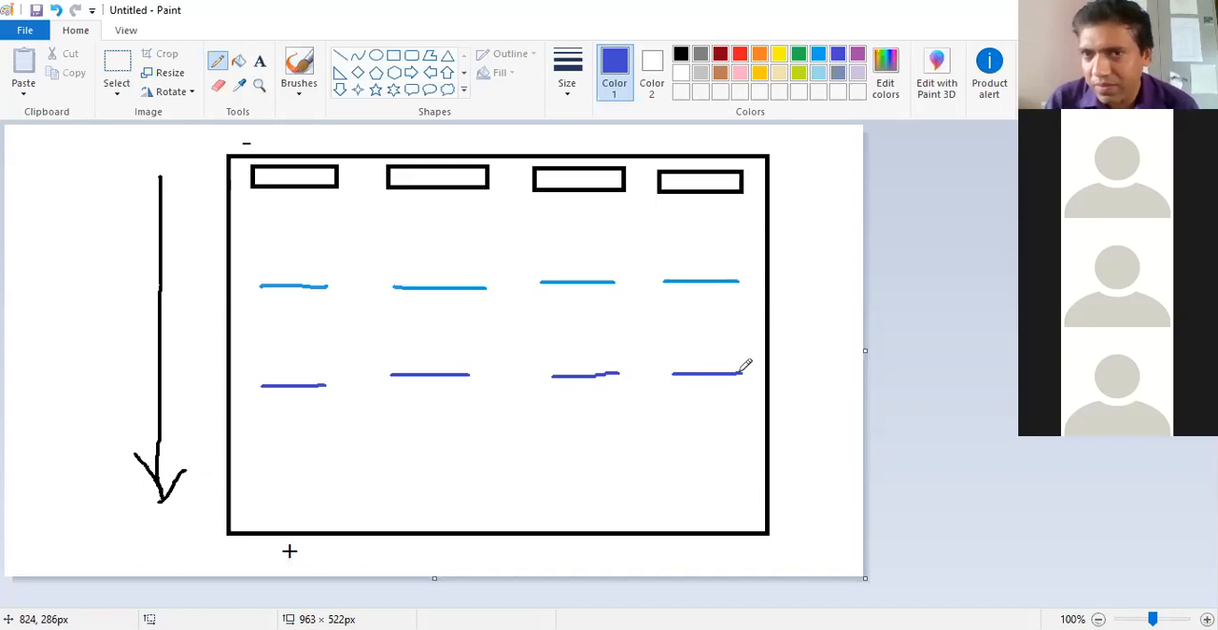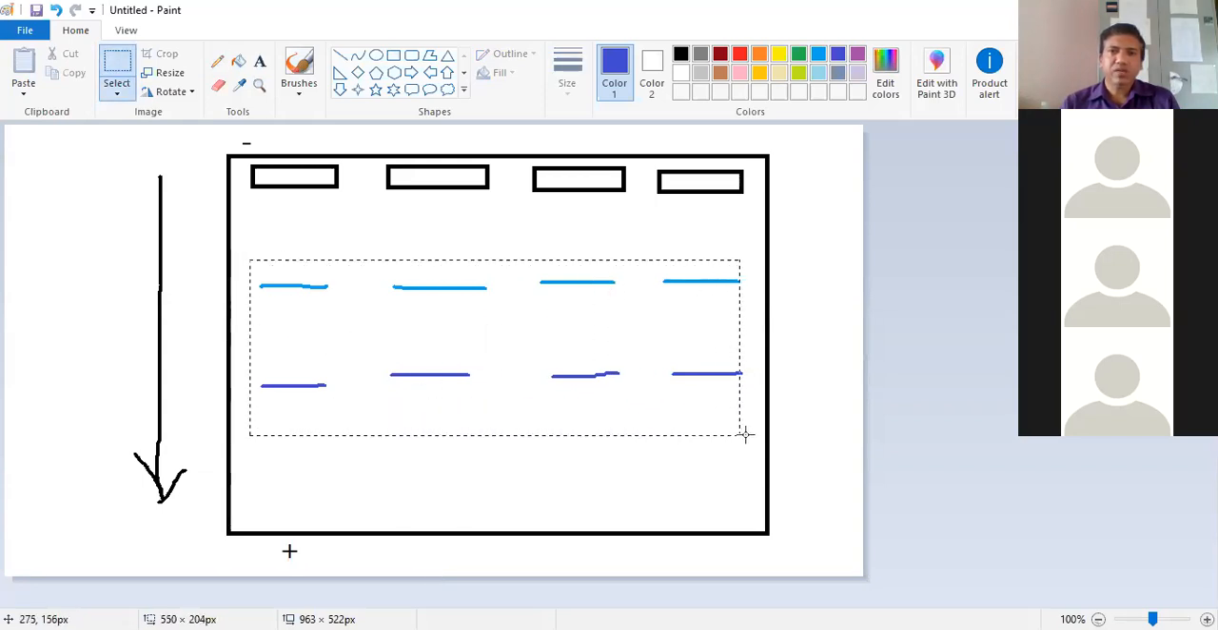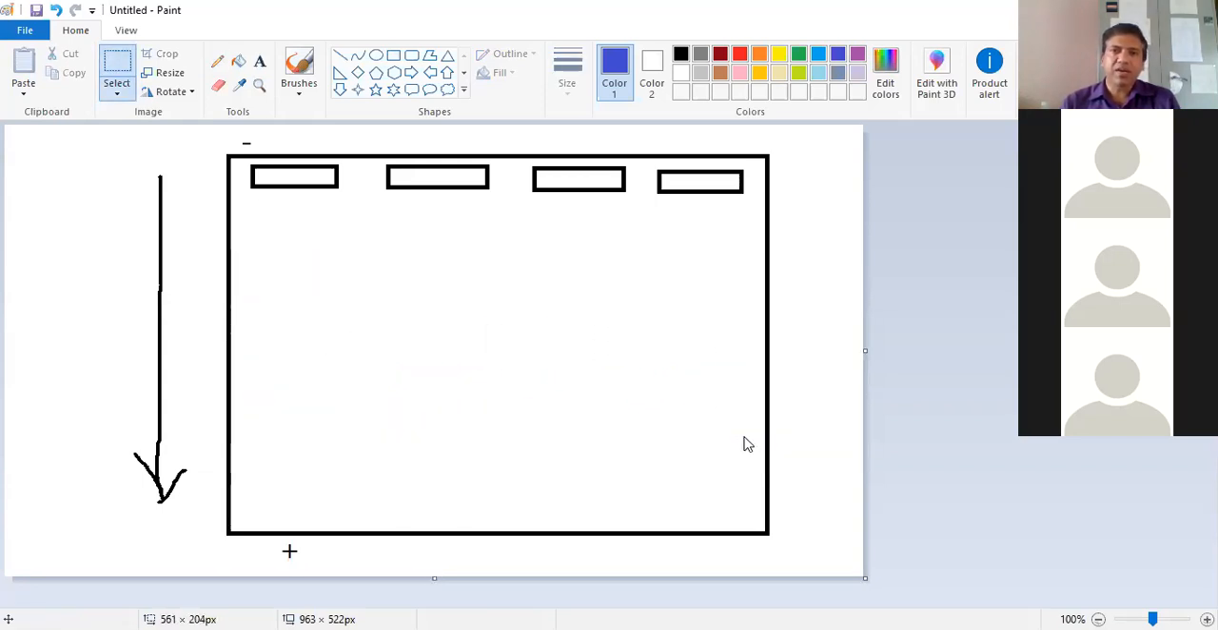Now after switching off the electrophoresis, the next thing that we have to do is to view the separation of the DNA. How to view? Because you cannot see the DNA. So now for viewing of the DNA, we'll have to stain the DNA in a particular dye that is called ethidium bromide.